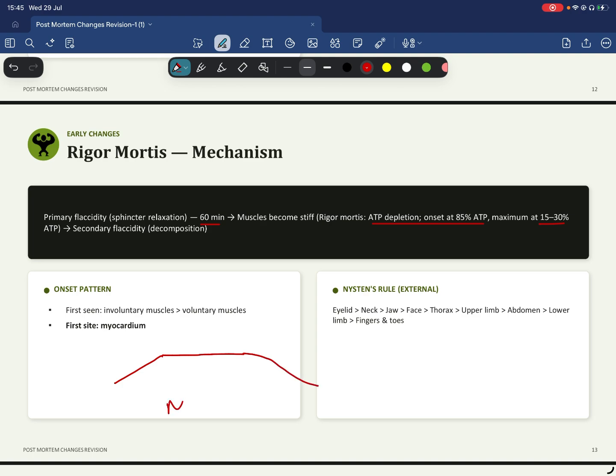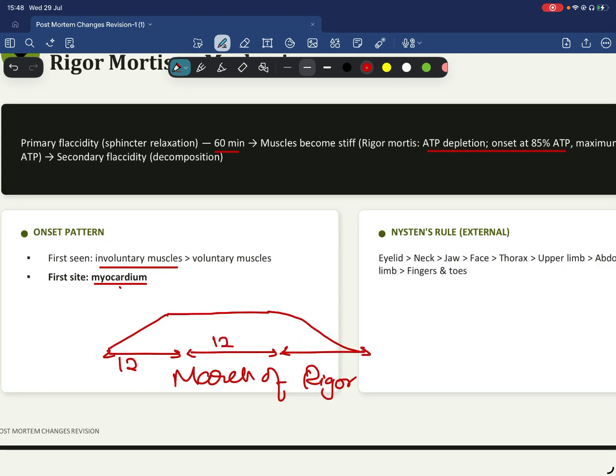This is also called march of rigor, where within 12 hours it is developed, for another 12 hours it stays, and after another 12 hours it disappears. Rigor mortis is first seen in involuntary muscles and followed by voluntary muscles. And the first site it is seen at is the myocardium.